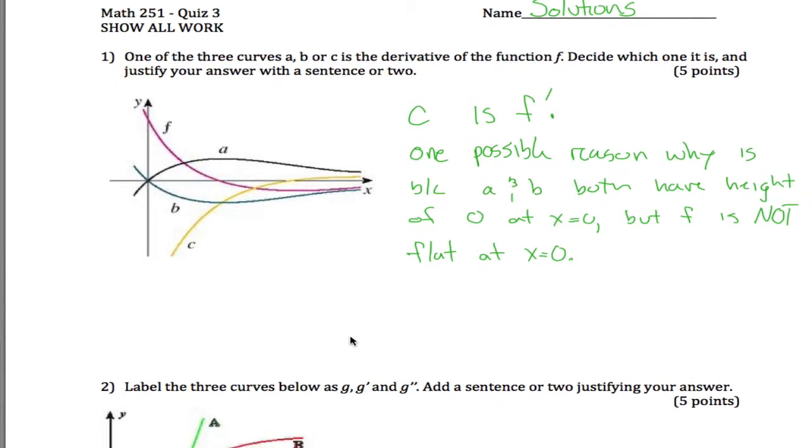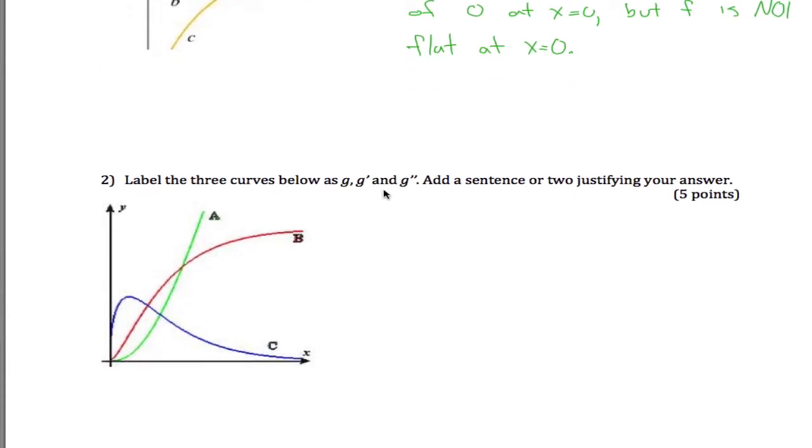On the next one, label the 3 curves below as g, g prime, and g double prime. Add a sentence or two justifying your answer. Okay, well, let's see. Probably, what's the easiest way to go about this?